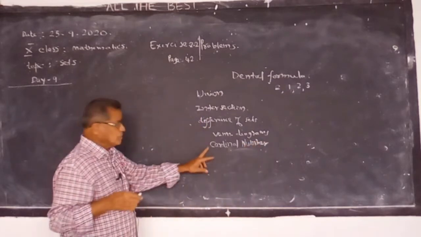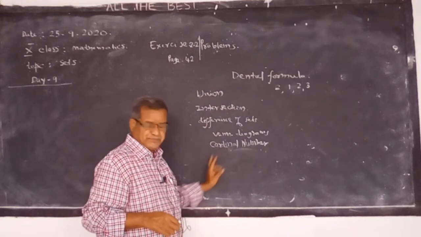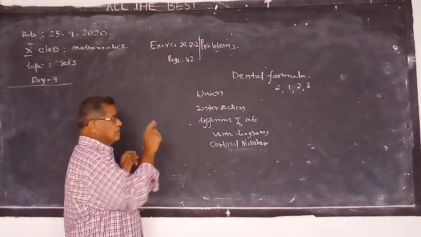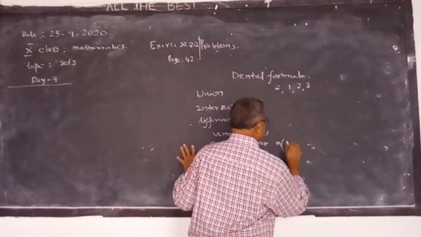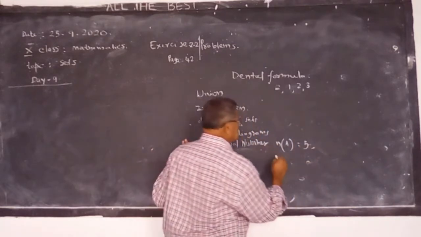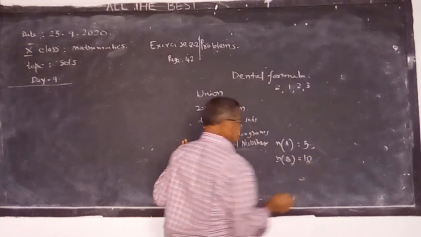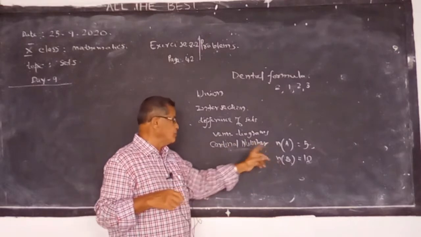Cardinal number is nothing but the number of elements a set contains. Suppose there is a set A with 5 elements, we simply write n of A is equal to 5. Suppose you have set B with 10 elements, write n of B equals 10. So n stands for cardinal number.